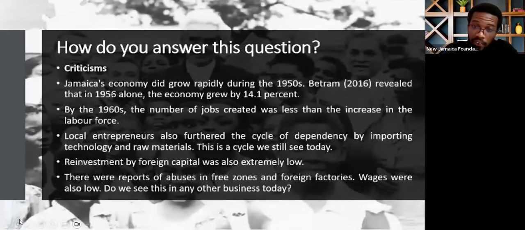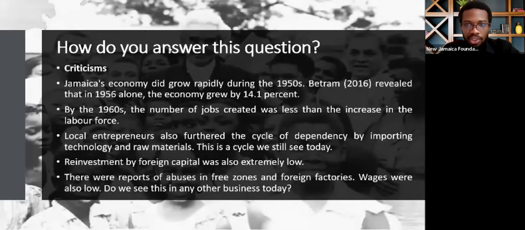Local entrepreneurs also furthered the cycle of dependency by importing technology and raw materials, which is a cycle that we can see today, where a lot of our big firms in the Caribbean are heavily reliant on raw materials that are made elsewhere. You can also look at the fact that reinvestment by foreign capital is low, and there are reports of abuses in sectors, for example free zones, where wages were low. I should throw this out to you. Do we see any example of this today?